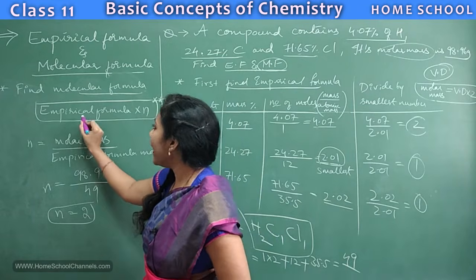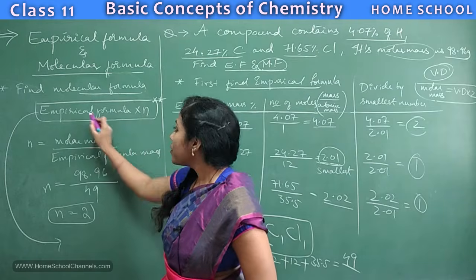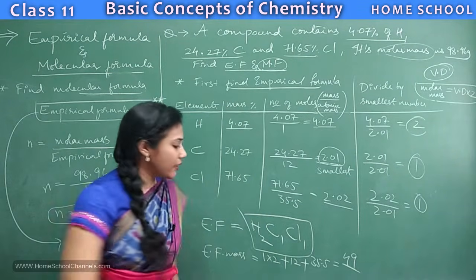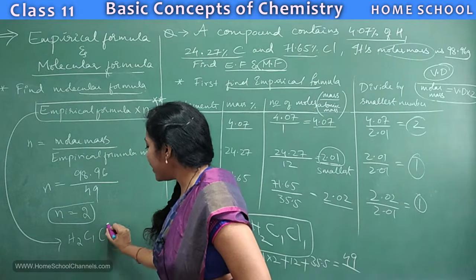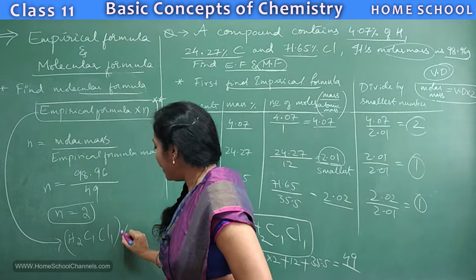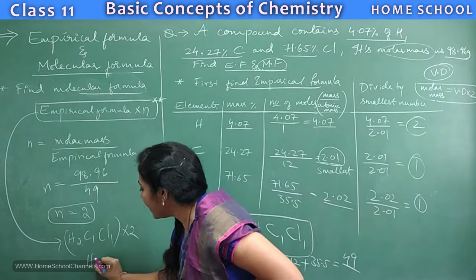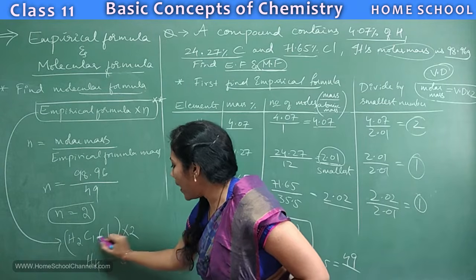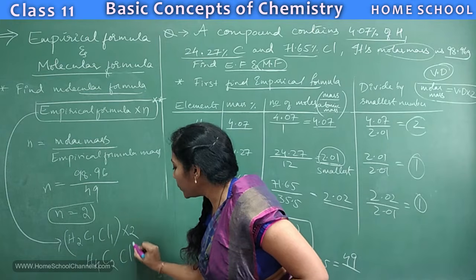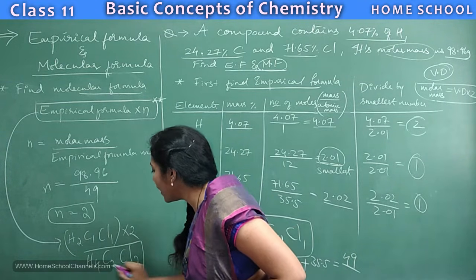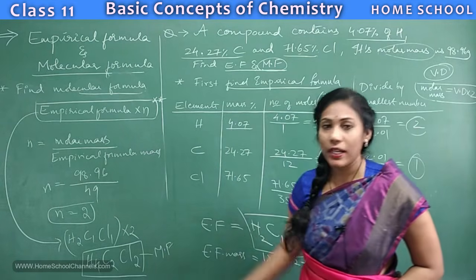So now what I have to do? I'll use this formula here. I'm finding the molecular formula. So what is the empirical formula you got? You got your empirical formula as H2C1Cl1. So multiply by 2. 2 2s are 4, so I can write H4. 1 into 2, 2, I can write C2. Cl, 1 into 2, 2. So this is your molecular formula.